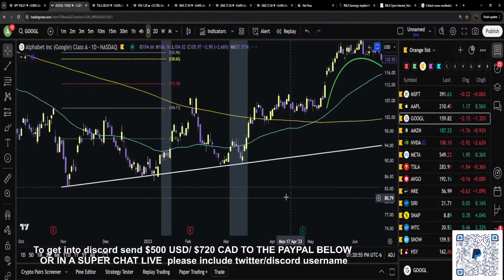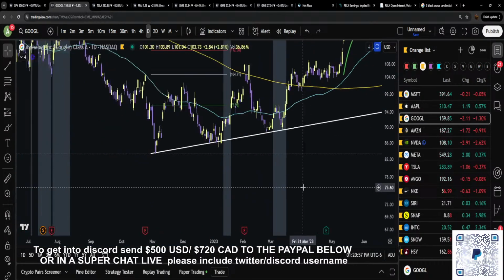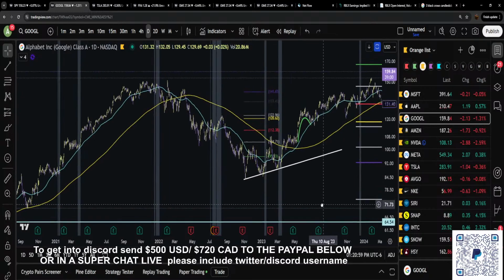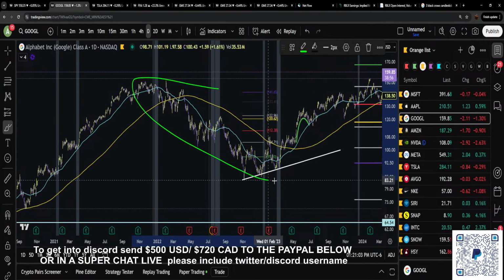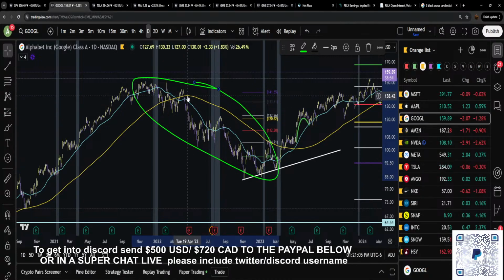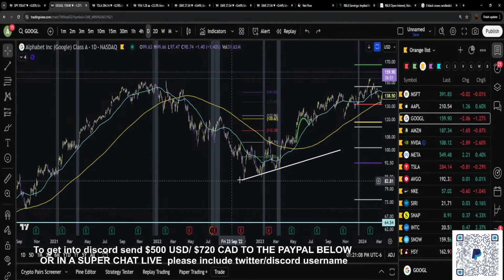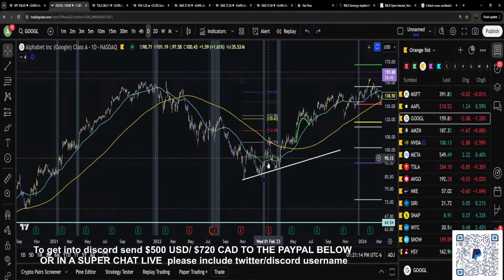All right, so we're zooming in on Google. This is the bear market of 2022 here. Now, as Google is making these 3 higher lows, of potential 3 rising valleys, right? Giving us a potential reversal out of that bear market.